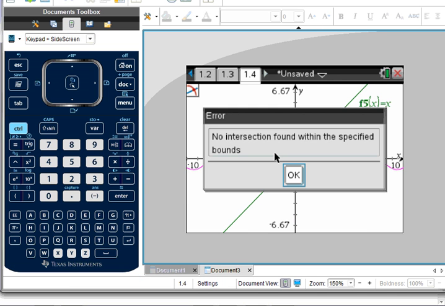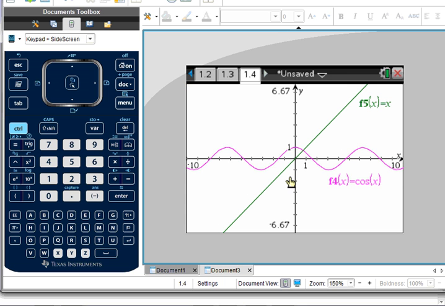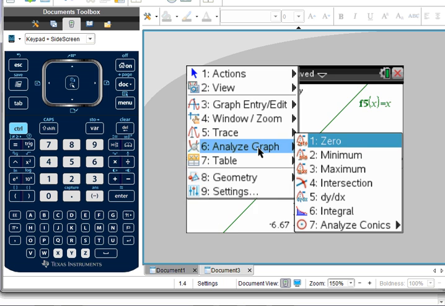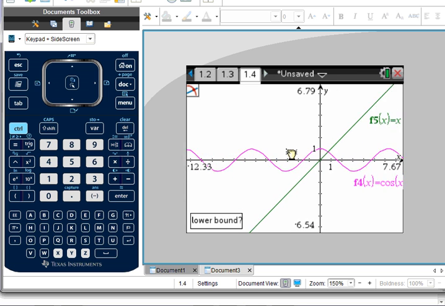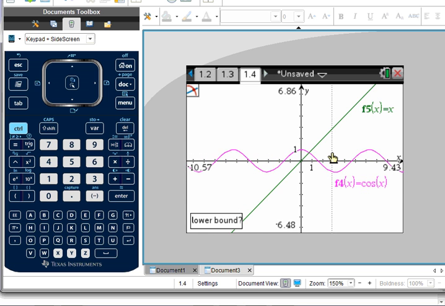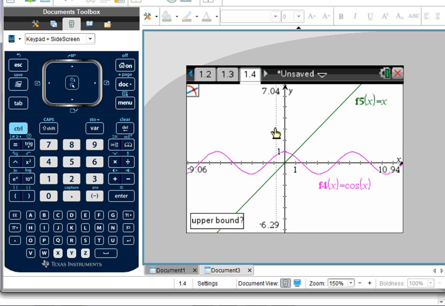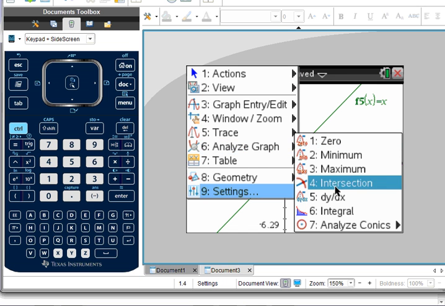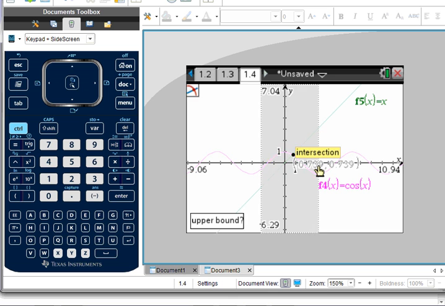I do. It's easier, actually, on the computer for me. Analyze the graph. I think I know what I'm doing. Intersection. I'm going to go between. That's good, right there. No, lower bound. There. Okay, I'm going to do it. I'm better off on the computer on this one. I don't know why it doesn't want to work for me. I had problems with it last year. It's really cool. Okay, so I'm going to go under Menu, Analyze Graph, Intersection, click, click. Done.